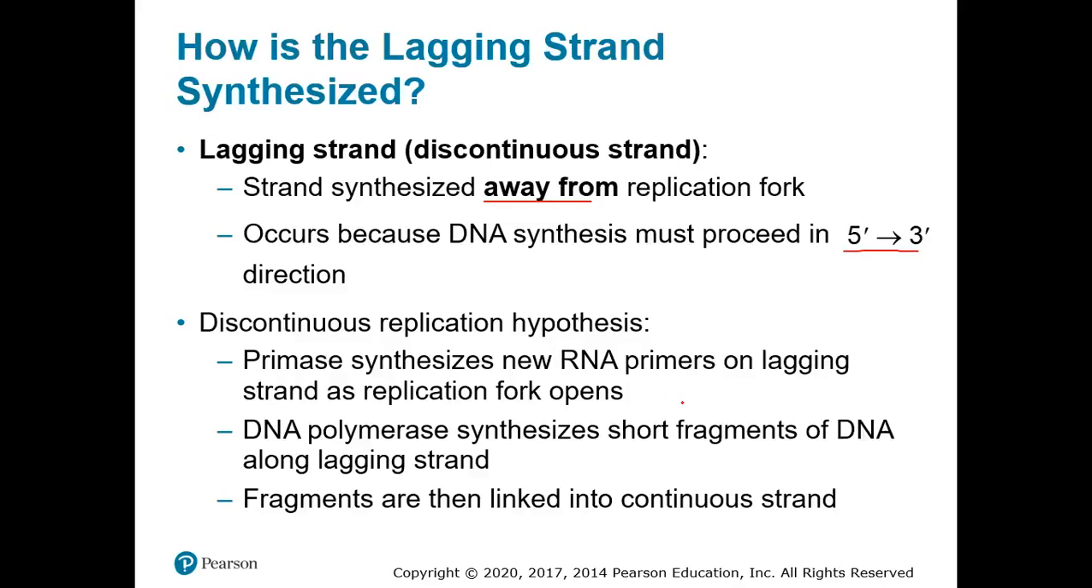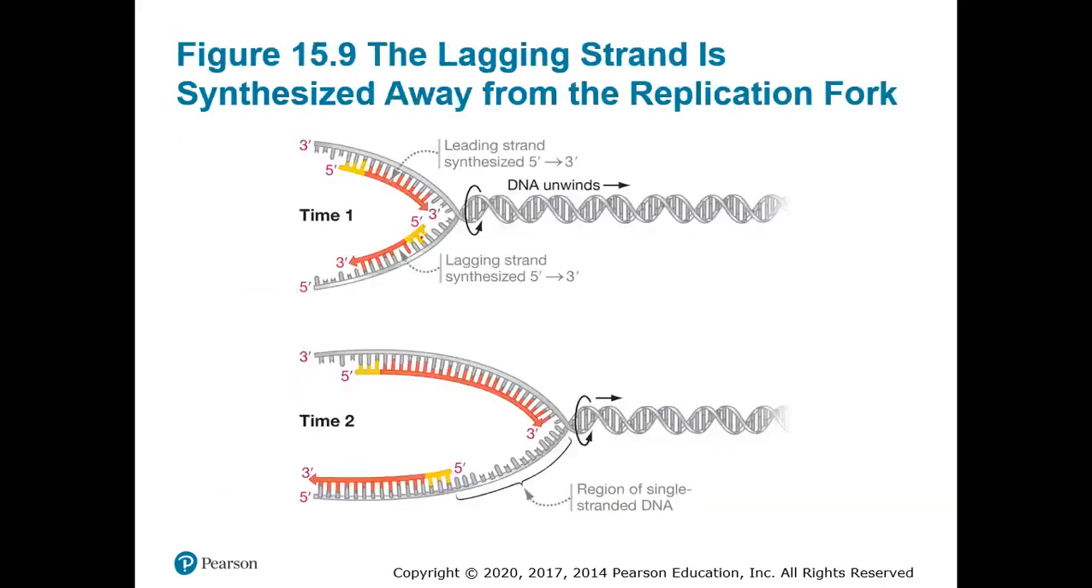Okay, and so with this, we end up making our new strand in a bunch of little fragments instead of one nice long new strand. So here is what that is showing. Here is our lagging strand right here. You can see our leading strand easily being made toward that replication fork as our DNA unwinds.